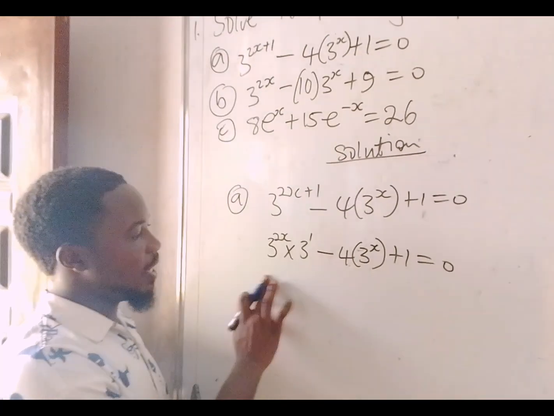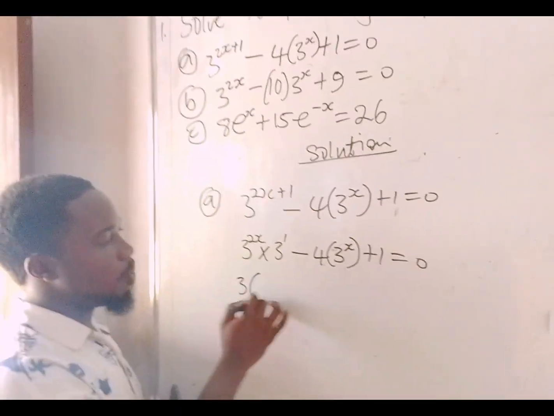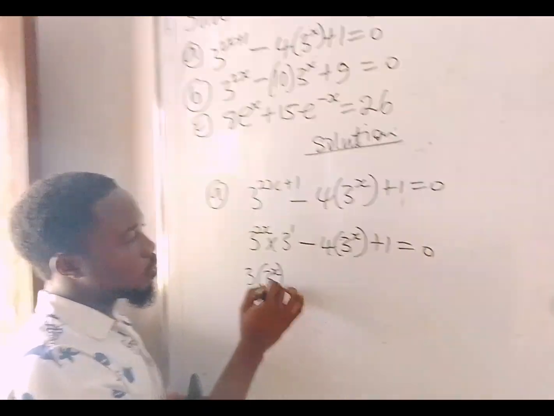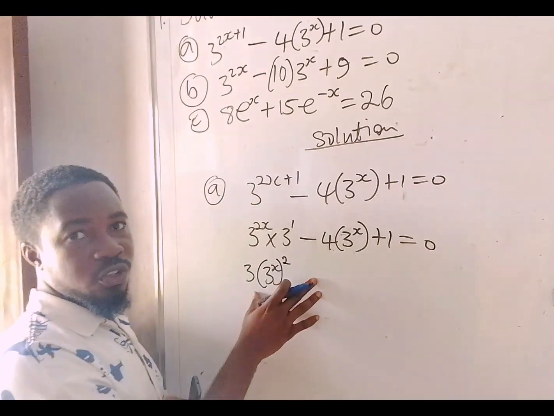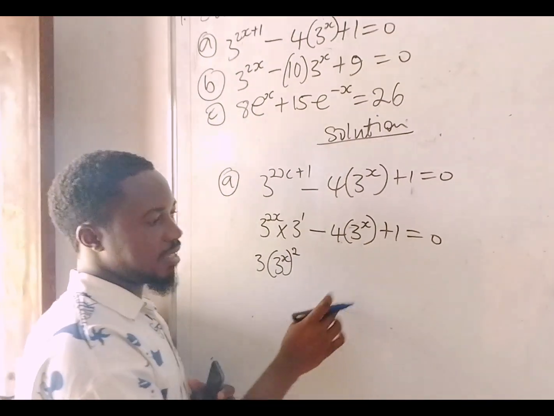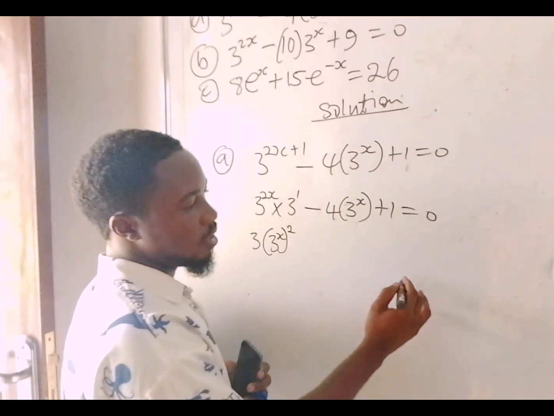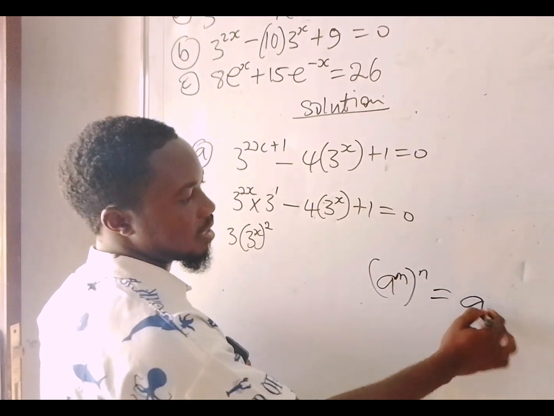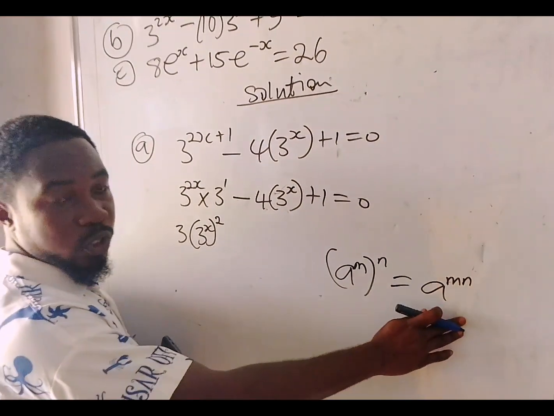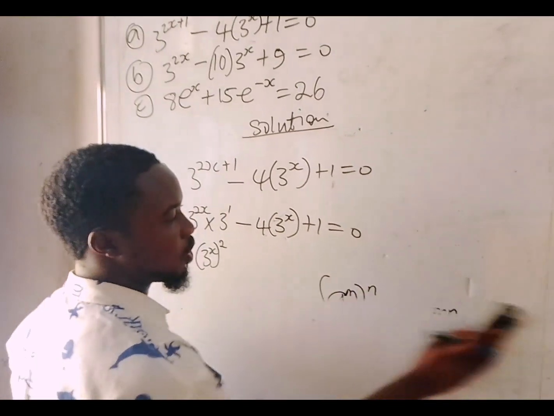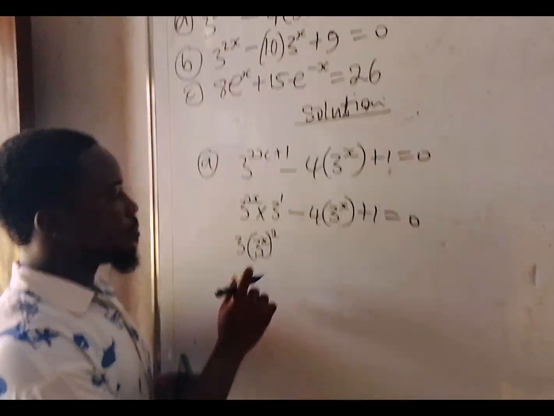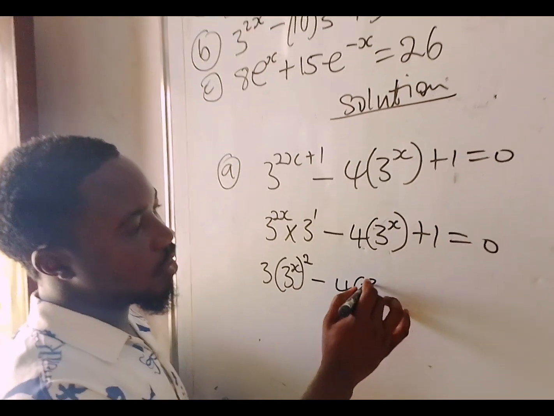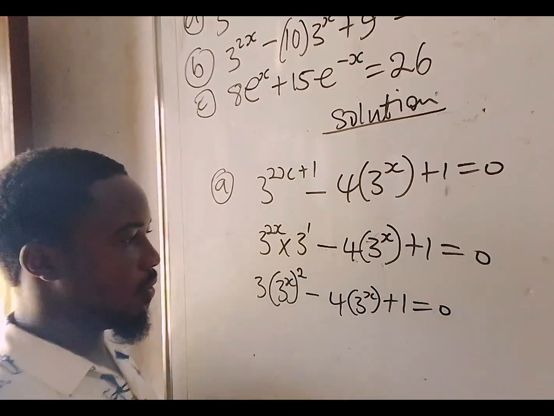So this can be expressed as 3 open bracket 3x raised to power 2. I'm sure you remember the law of indices that states that whenever we have something like a raised to power m raised to power n, this is same thing as a raised to power mn. I'm sure you're familiar with this. So from here we continue. This is minus 4 into 3 raised to power x plus 1 equal to 0.